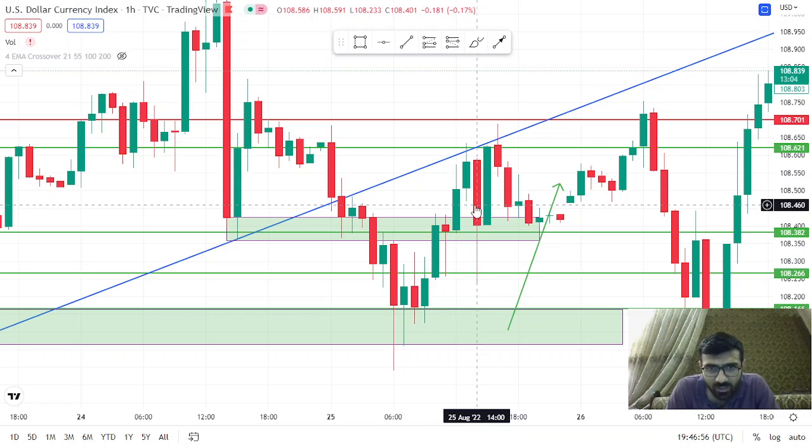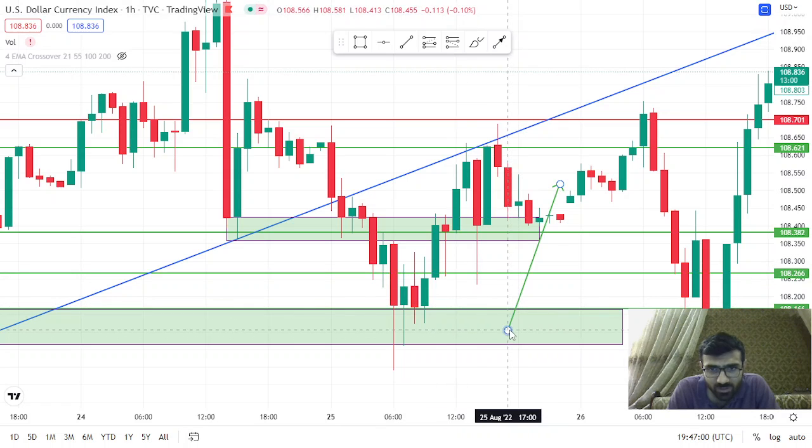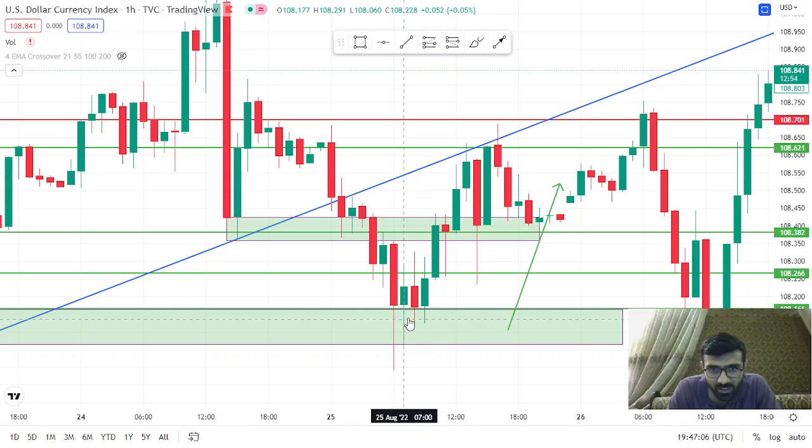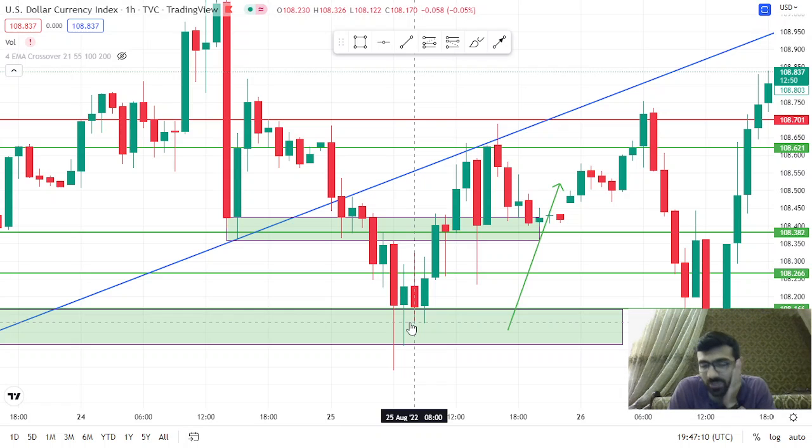But the best area that we gave to you was this zone, and we clearly gave you that if the market closes in this area and respects this area and does not close below, then on the first buying opportunity we could go long easily.